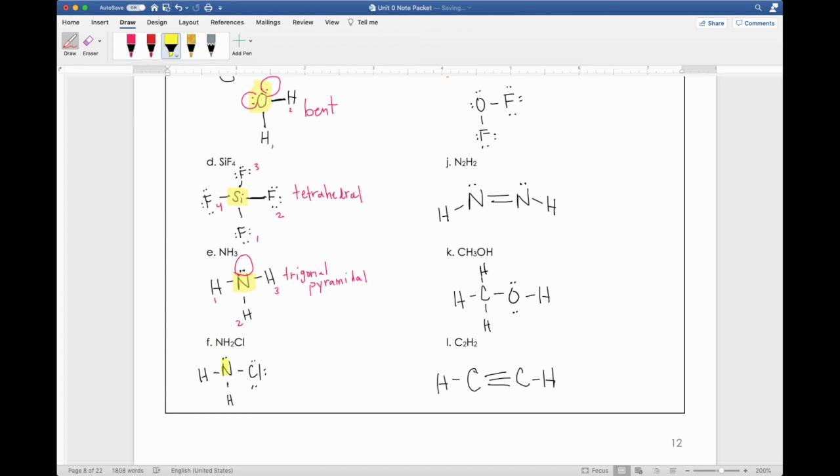And actually, F is the same exact thing. This is still a nitrogen that has 1 lone pair, and that's bonded to 3 other atoms. It doesn't matter that we're replacing a hydrogen with a chlorine, it still takes on that same shape. So this is still trigonal pyramidal.